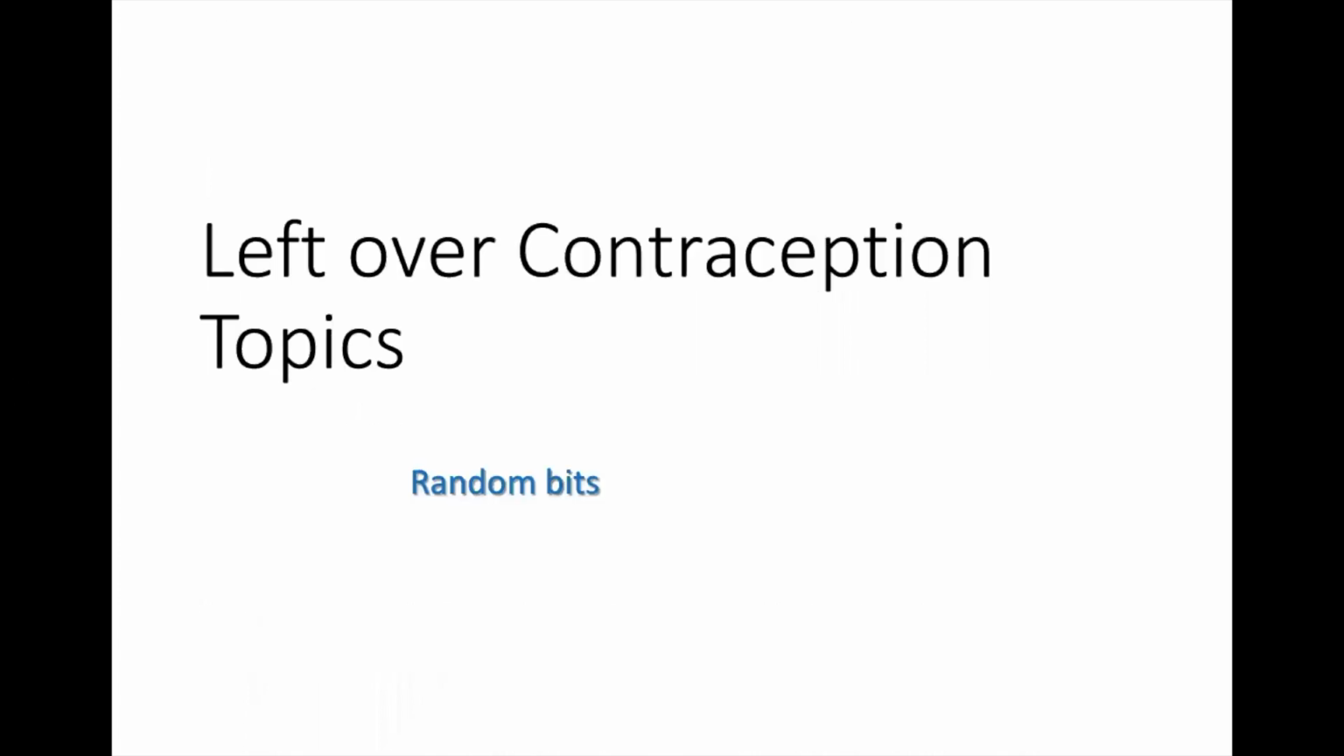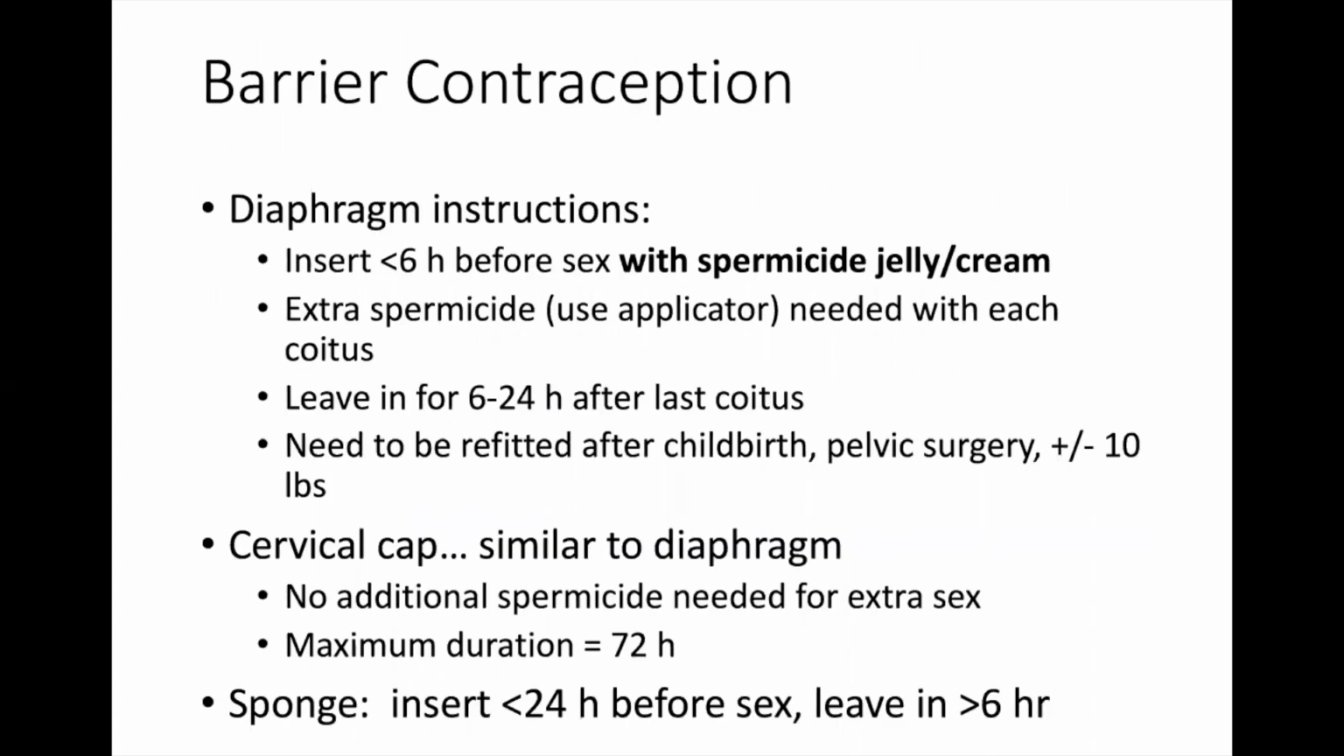Leftover contraception, some random stuff that we're going to talk about, is barrier contraception. So we have the diaphragm. A question came in one year about how to give instructions on inserting a diaphragm. It's inserted less than 6 hours before sex with spermicide gel cream. Extra spermicide is needed with each coitus. You can leave it in for 6 to 24 hours after the last coitus and it needs to be refitted after childbirth or pelvic surgery, or if somebody gained or lost more than 10 pounds.